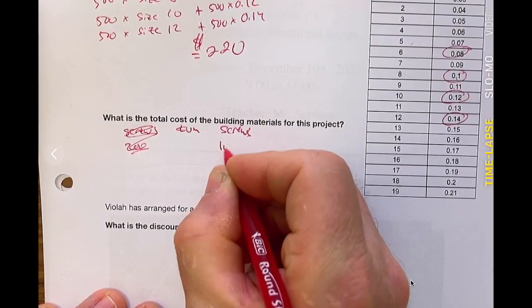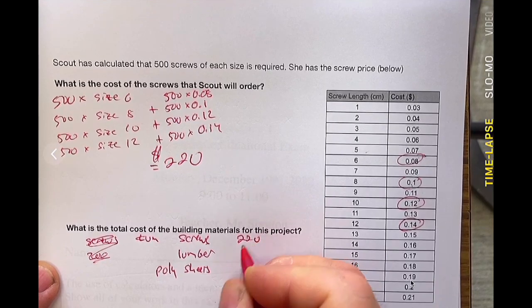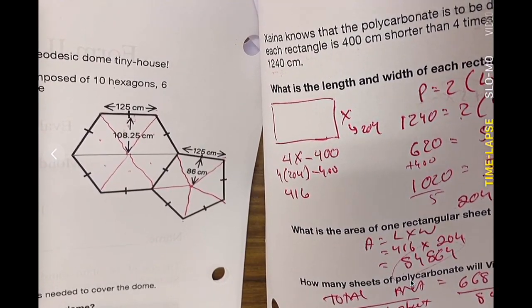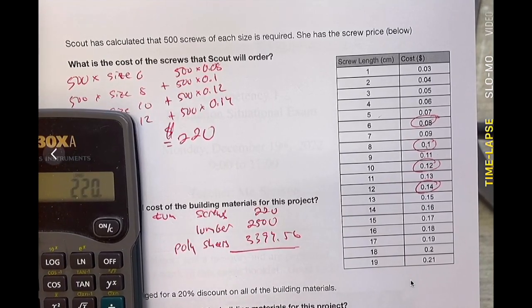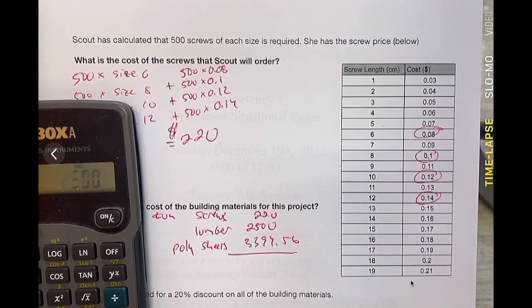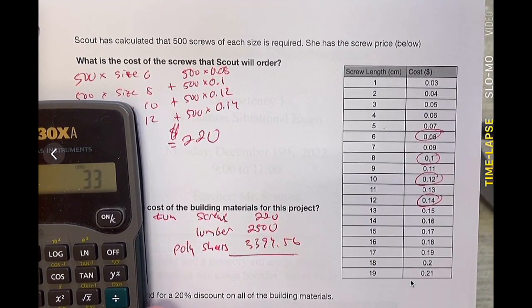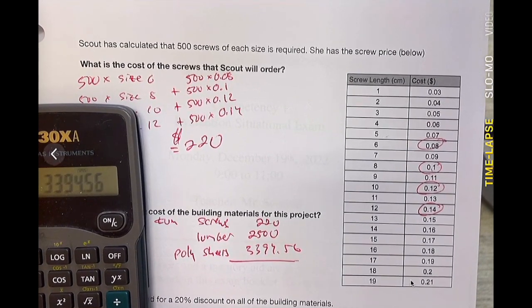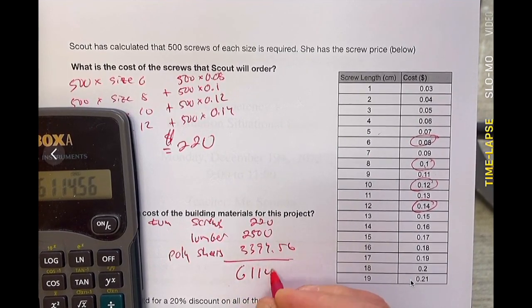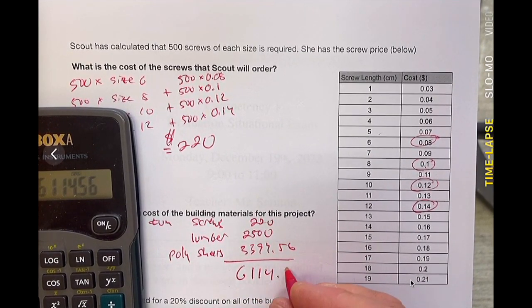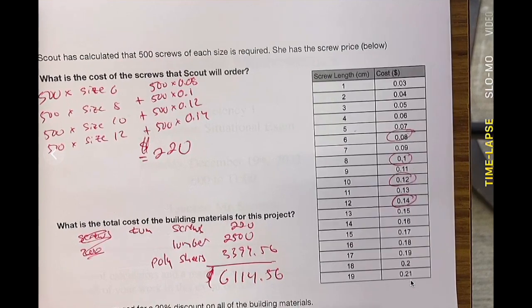What's the total cost of the building materials for this project? Screws, lumber, polycarbonate sheets. For the screws, $220. For the lumber, $2,500. For the polycarbonate sheets, $3,394.56. If we add all that together, 220 plus 2,500 plus 3,394.56 is equal to $6,114.56.